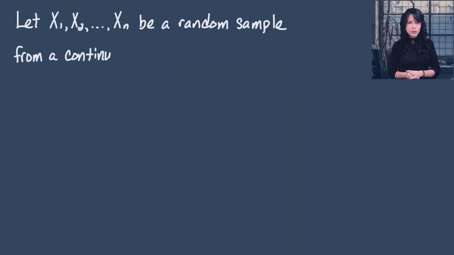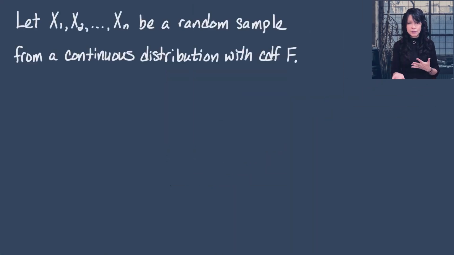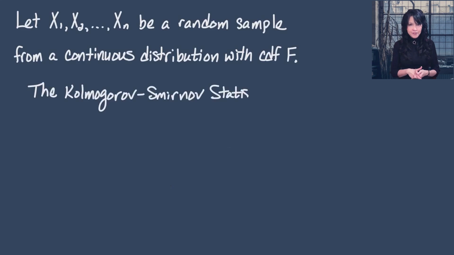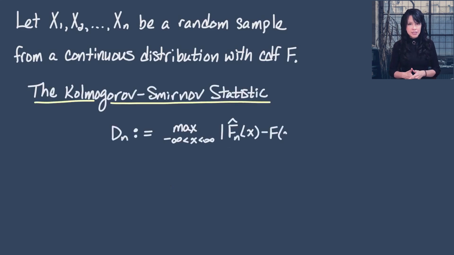So suppose that capital X1 through capital Xn are a random sample from a continuous univariate distribution with a CDF capital F. At the end of the last video, I introduced the Kolmogorov-Smirnov statistic. It's a distance of sorts. I called it D sub n, and this is going to be the maximum distance over all x values between the empirical CDF step function and the target CDF.